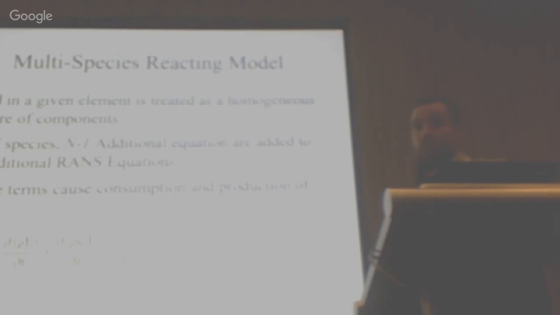For the 5th species, you simply use conservation of mass, and you can deduce it's 1 minus the sum of all our mass species concentrations. And then because this is a reacting model, we have source terms, which cause consumption and production of species. That's represented by this omega dot right here. So this is an example of an additional equation you add to the Navier-Stokes equations. And yeah, so for a 3D laminar solver, you have 5 plus these additional 4.